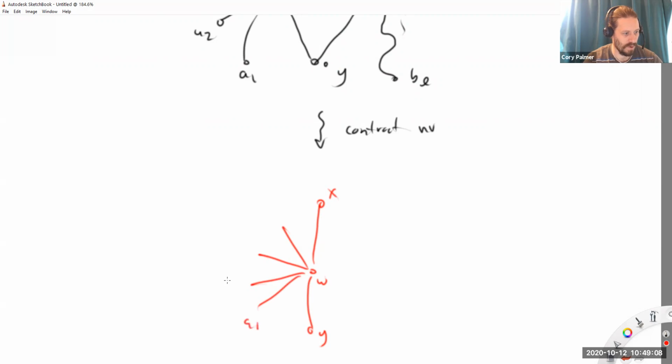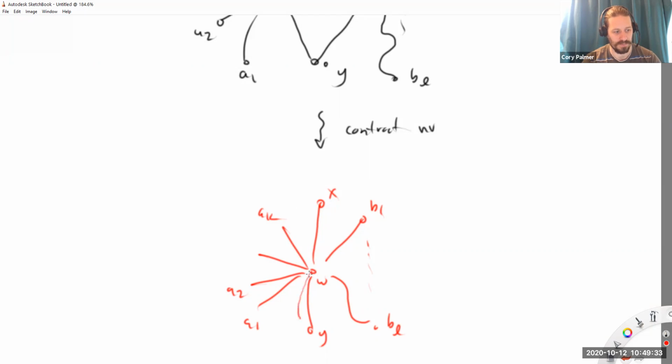This was A1, A2, up to AK, and then B1 down to BL. That's my new drawing, and it remains planar, right? I contracted that edge, the drawing remains planar. By the way, X and Y are actually multi-edges, right? Because U and V were both adjacent to X and both adjacent to Y.